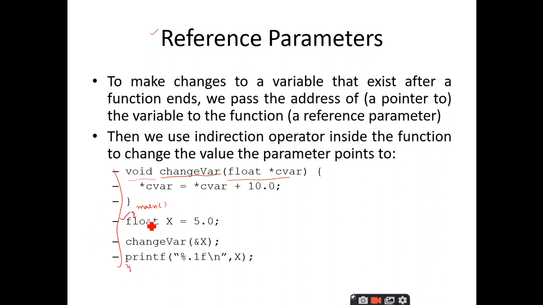What is it doing here? Float x is equal to 5.0. So this is a declaration statement and also an initialization. Therefore 4 bytes of memory will be allocated and it is named as x, and I am initializing it with 5.0. And what is this statement called? Function call, sir. Super. It is a function call.